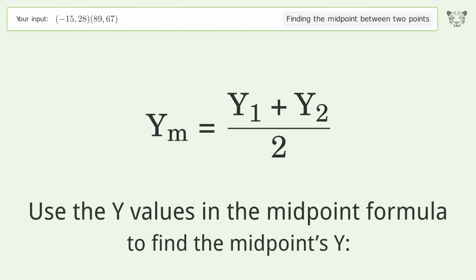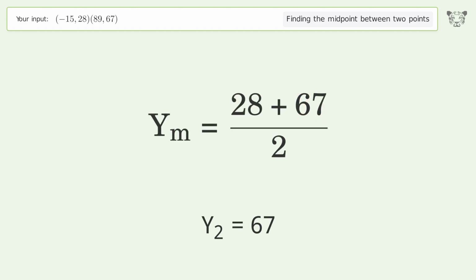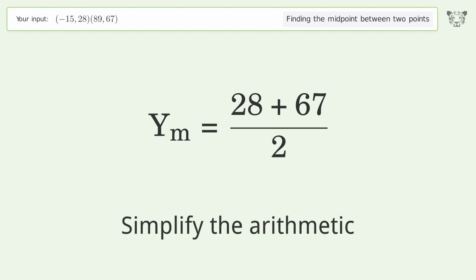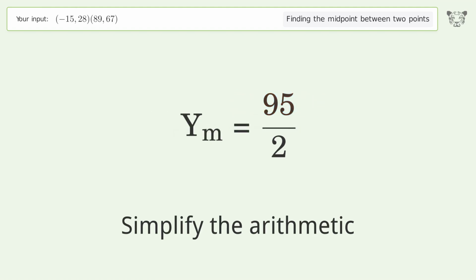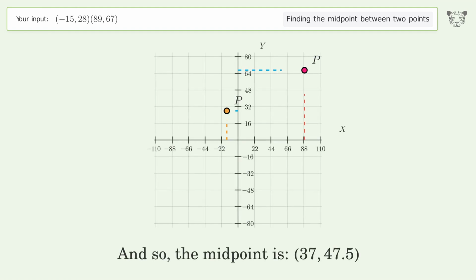Use the y values in the midpoint formula to find the midpoint's y. y1 equals 28. y2 equals 67. Simplify the arithmetic. And so, the midpoint is 37, 47.5.